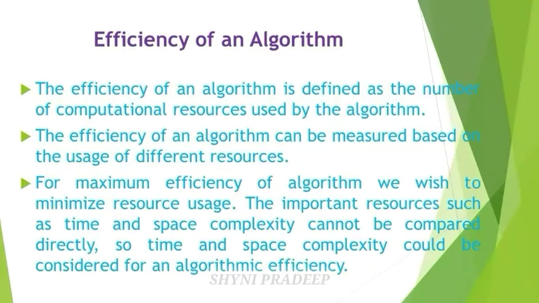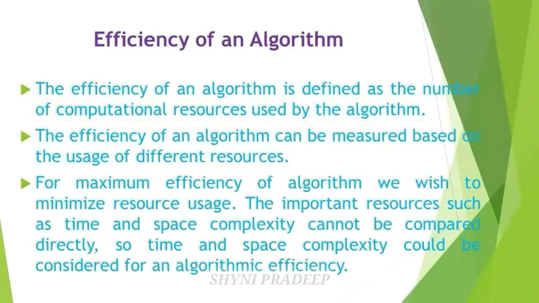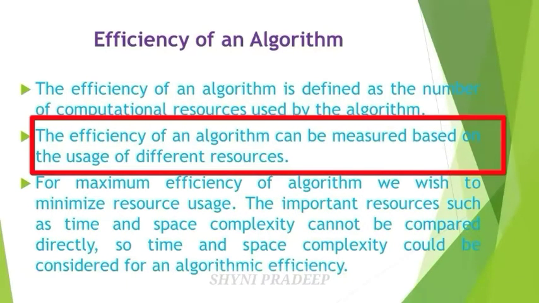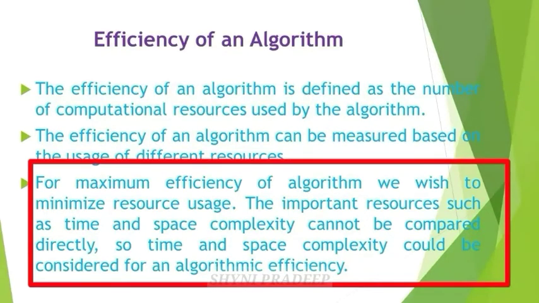Okay. Next, efficiency of an algorithm. What do you mean by efficiency of an algorithm? The efficiency of an algorithm is defined by the number of computational resources used by the algorithm. Resources means what? Time and space are called resources. So the algorithm can be measured based on the usage of different resources. For getting more efficiency of an algorithm, we should minimize the resource usage.